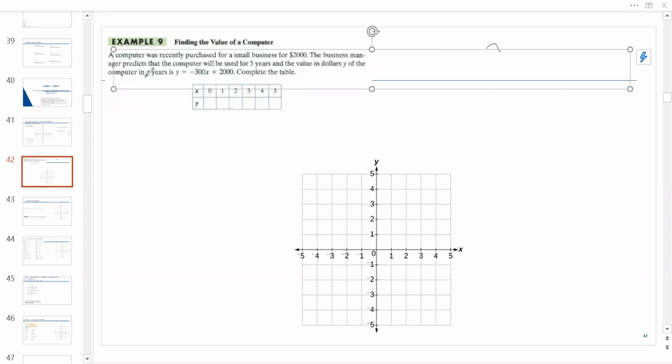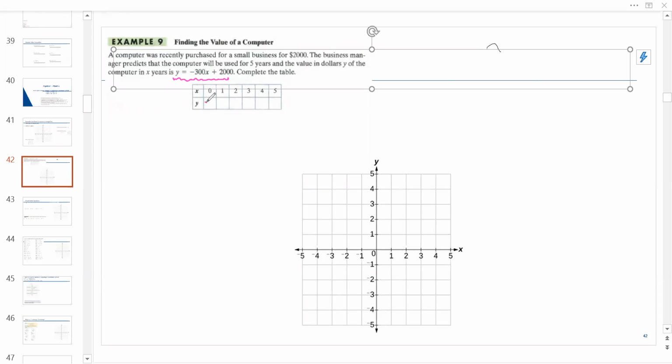A computer was recently purchased for a small business for $2,000. The business manager predicted that the computer will be used for 5 years, and the value in dollars, y, of the computer in x years will be this situation. Complete the table. So it means a brand new computer is $2,000. After 1 year, they have $300 of value lost, right?